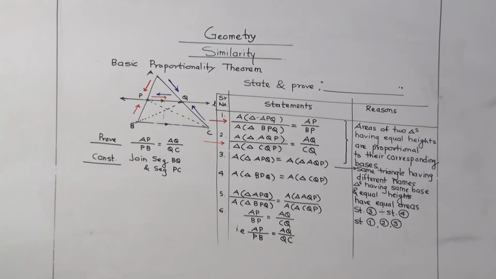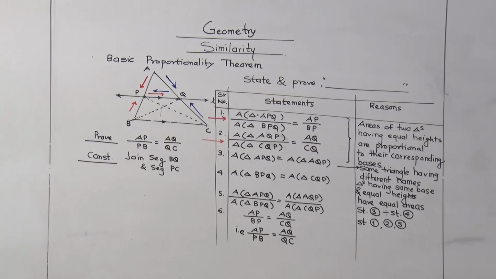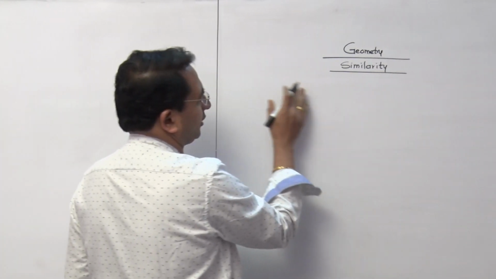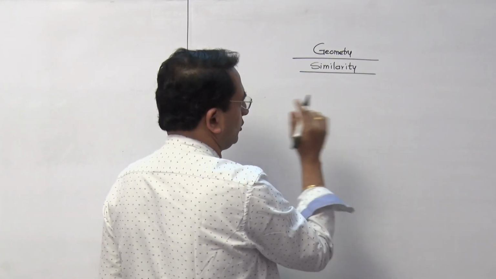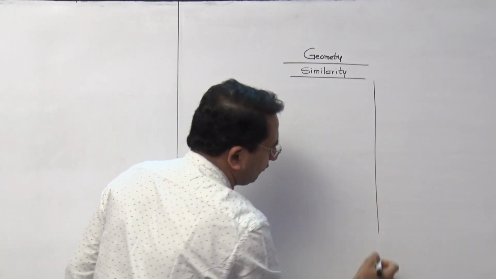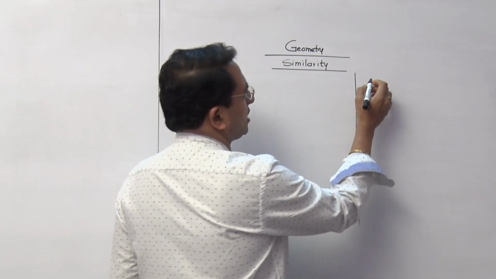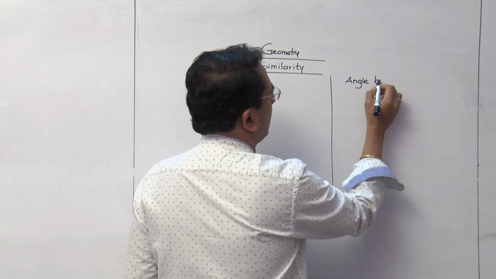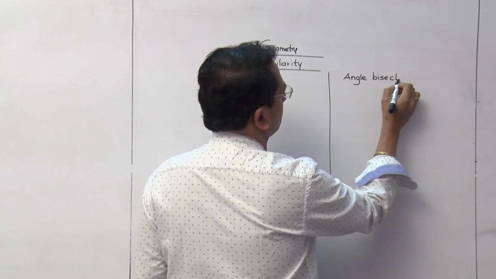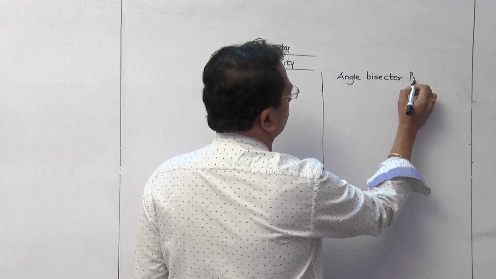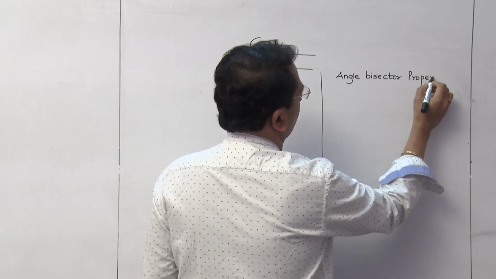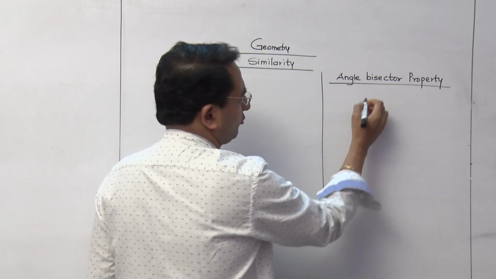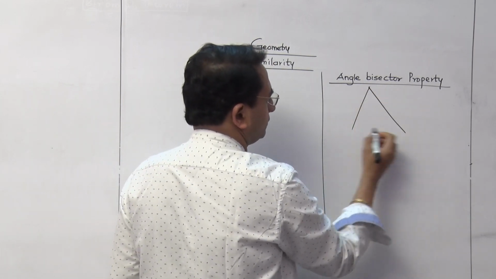Okay, we'll go for the next one now. In this particular chapter, there are two main theorems on the basis of which we are going to have a few sums. One is about the angle bisector property. I'll draw the diagram and explain that here.